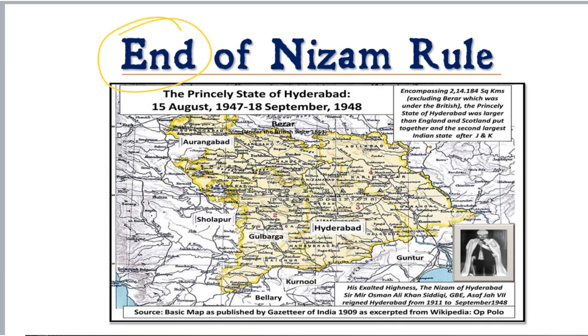The princely state of Hyderabad was larger than England and Scotland combined together and was the second largest Indian state after Jammu and Kashmir. On your screen, you can see the Nizam of Hyderabad, Sir Mir Osman Ali Khan, who ruled Hyderabad between the years 1911 to September 1948 over various regions of Hyderabad's princely states such as Gulbarga, Sholapur, Aurangabad, and Hyderabad.